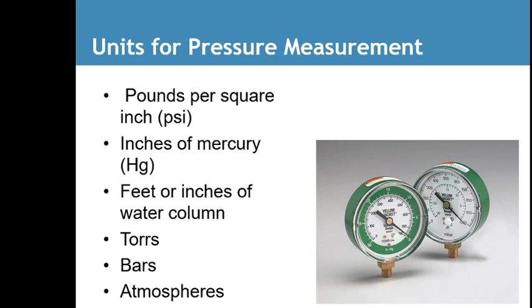Units for pressure measurement. Pounds per square inch is usually what we use. We also use inches of mercury, feet or inches of water column, torrs, bars, atmospheres, and kilopascals. The only ones you'll use in the field are pounds per square inch and inches of mercury. Pounds per square inch is the amount of pressure on something. How many pounds of pressure are you putting on that object? And inches of mercury is the vacuum you're pulling.